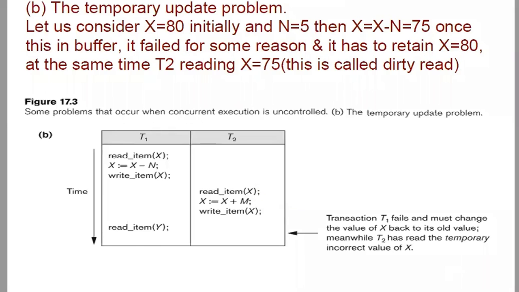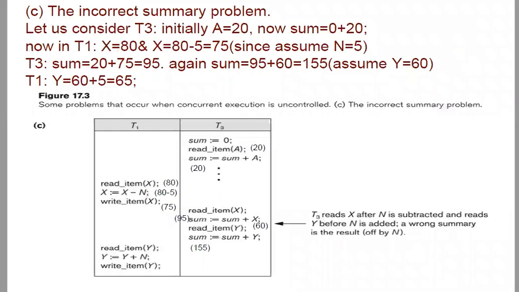Next, the other problem we face in concurrency control is the incorrect summary problem. We already spoke about aggregation. Suppose you apply addition, subtraction, or finding the average. Especially when you are performing arithmetic operations on multiple data items accessed by many transactions, there is a possibility of the incorrect summary problem if you don't apply concurrency control.